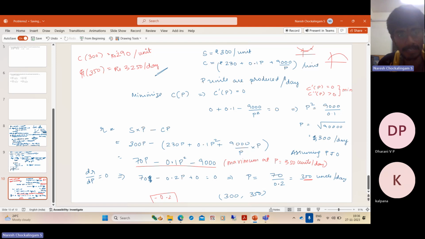And similarly, for 300, you can check it for the cost price at something less than 300 and greater than 300. So you have 230 plus 0.1 into cost price of 300 plus 9,000 divided by 301 squared. So it is 230 plus 0.1 into 301 plus 9,000 divided by 301 squared. For the value of 301, you get something like 260, which is less.